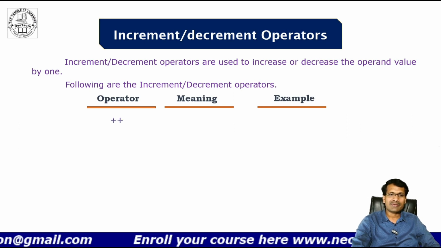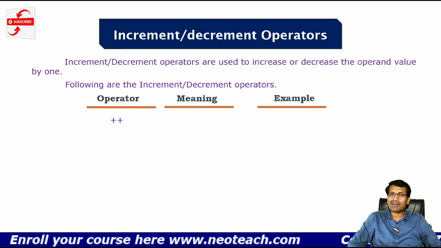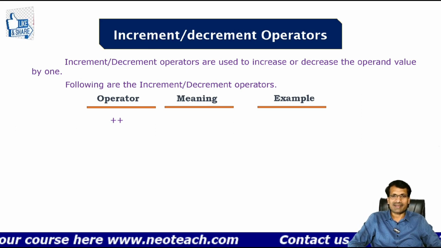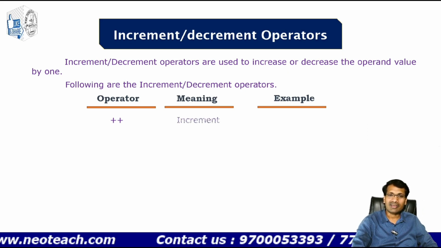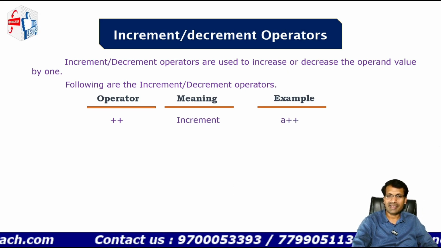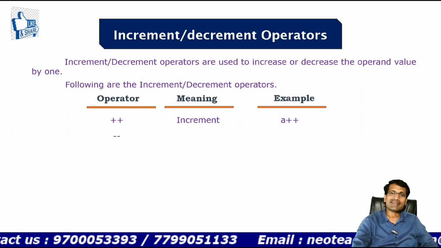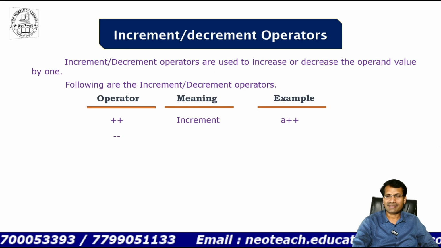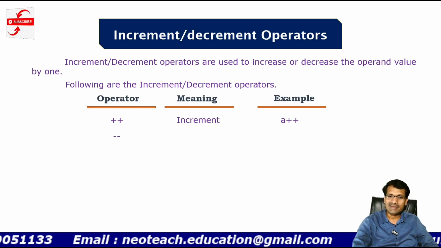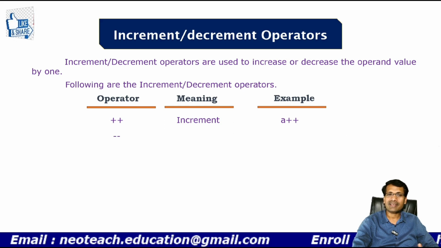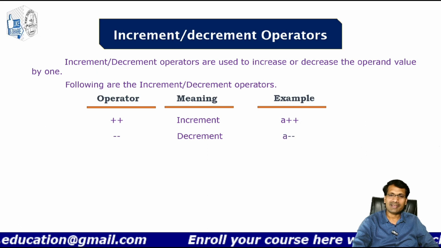The first operator we will see is plus plus, the incrementation operator. Because one plus is allotted for addition, we call it the increment operator. Example, a plus plus means a incrementation. Next, decrementation, minus minus. One minus is allotted for subtraction, and that's why decrementation is represented by minus minus. So this is the decrement operator.